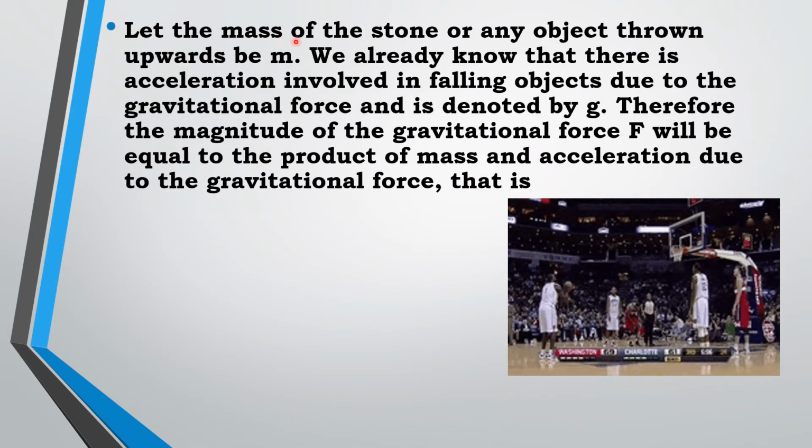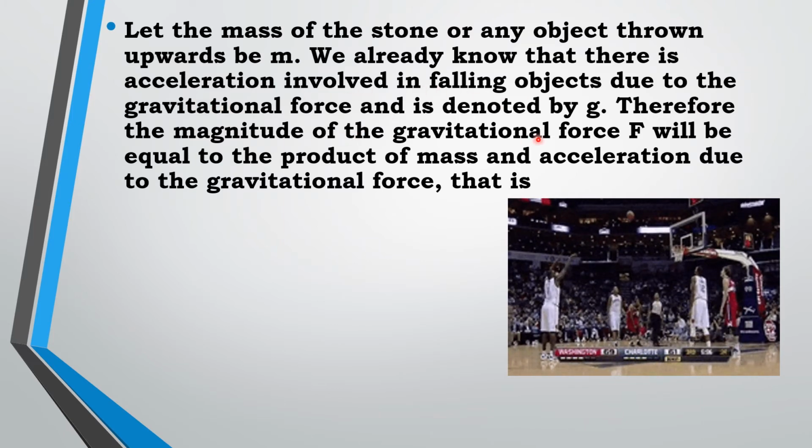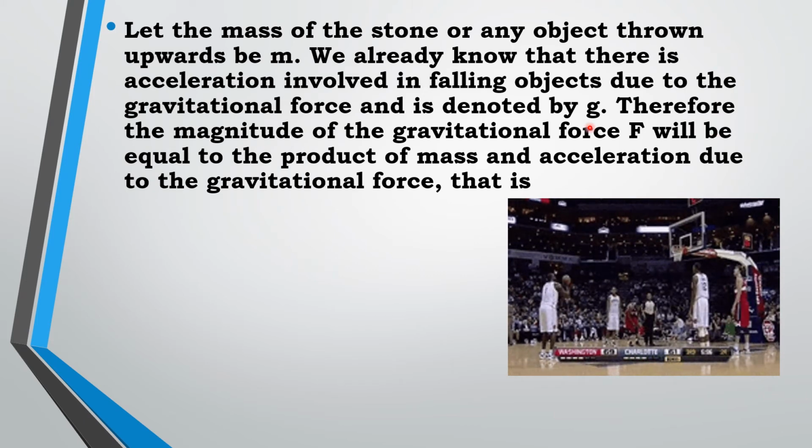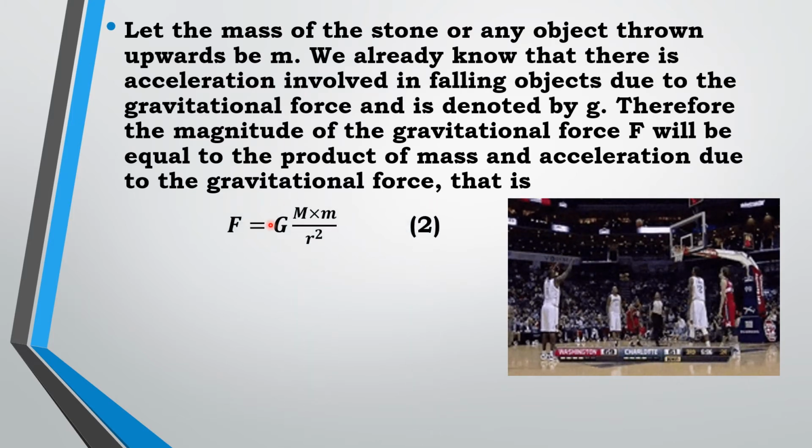Now, let the mass of the stone or any object thrown upwards be m. Here you can see that a ball is thrown upwards. We already know that there is an acceleration involved in a falling object due to the gravitational force, and it is denoted by g. Here you can see that after going up to a certain height, it will fall downwards. Therefore, the magnitude of the gravitational force F will be equal to the product of the mass and acceleration due to the gravitational force. That is, the equation will be F is equal to G M m upon r square.